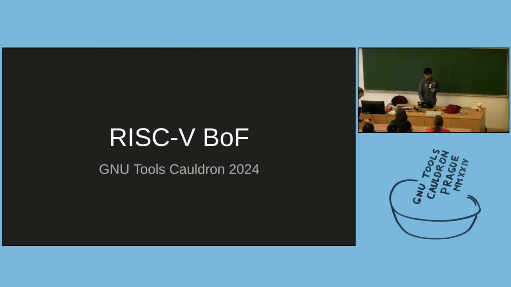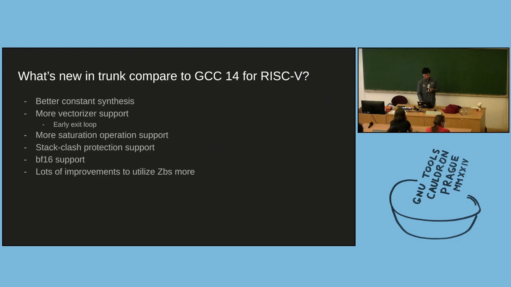We don't have too much concrete agenda today, but only a few things I have put in the slides. I will spend a little time showing what's new in the trunk compared to the latest GCC release for RISC-V. What we have now on trunk is better constant synthesis, which is mostly contributed by Jeff Law. He has a lot of interesting magic around the constant stuff.